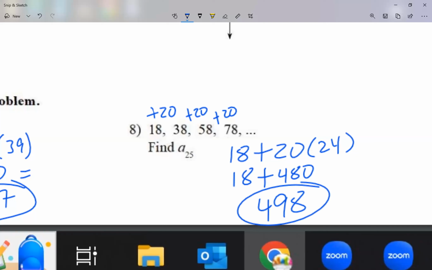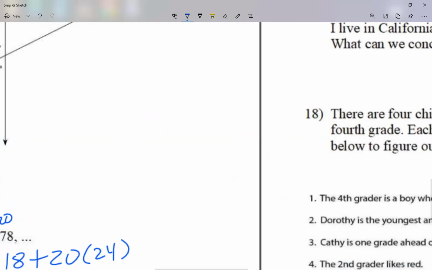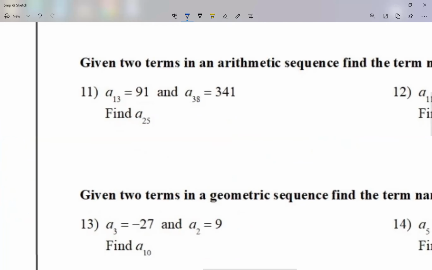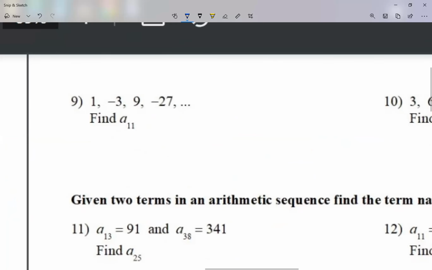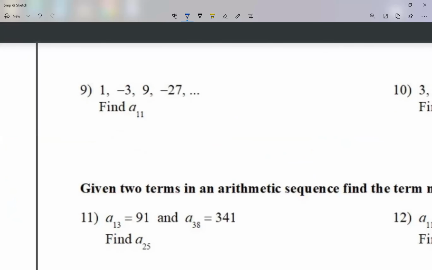Beautiful. Okay, I'm working up until number 14. So let's take a look at question number 9. I'm still looking for patterns here. Here they want me to find the 11th number. Okay, so not that bad.